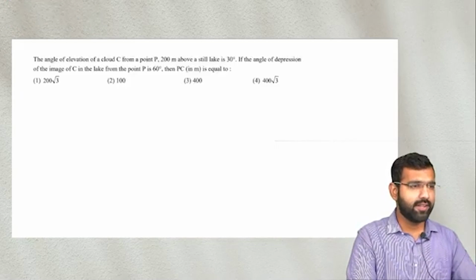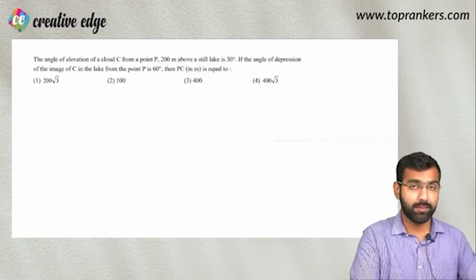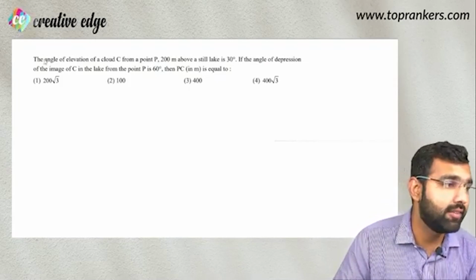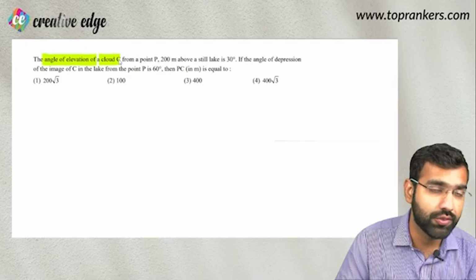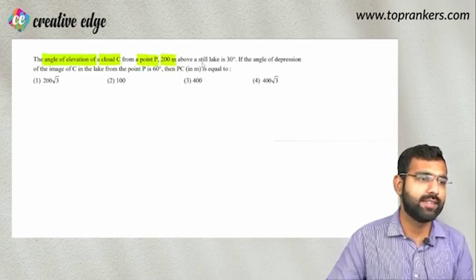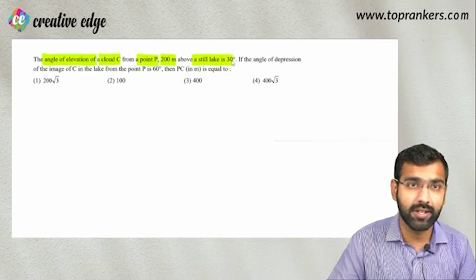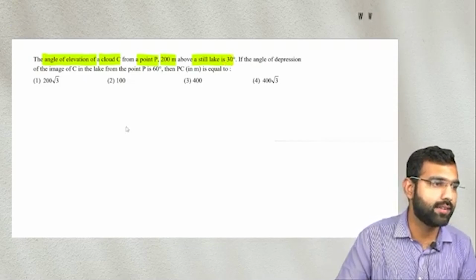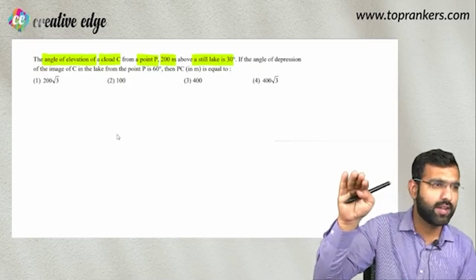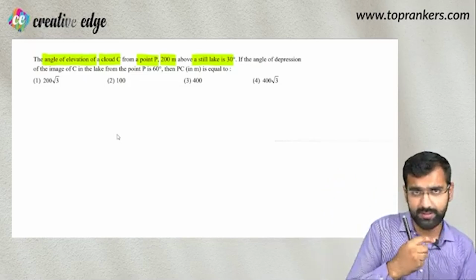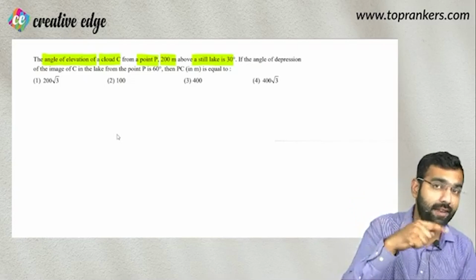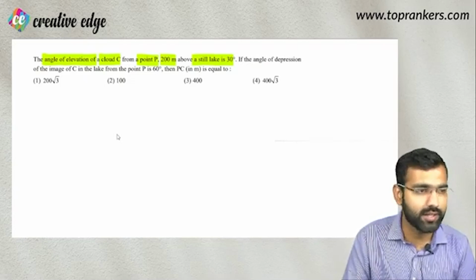So here we have the next question for the day. Pay attention all the participants. That's again a very simple question. What are we told? That if the angle of elevation of a cloud C from point P 200 meter above a still lake is 30 degree. Now what are we told? That there is a point C, basically a cloud, जिसका from a point P, तो P is a point in the lake or on the lake. तो P से C का जो angle of elevation है that is 30 degree. I'll work that out for you.